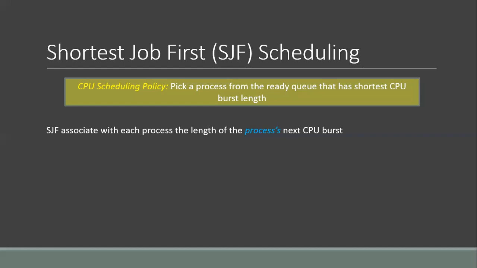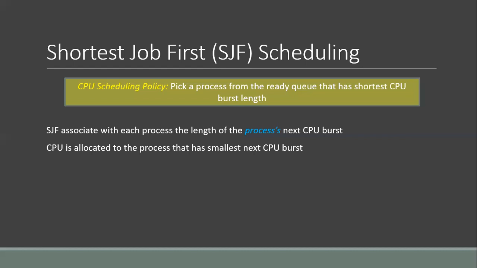So what SJF does, while a process will be running in a particular CPU burst cycle, SJF will associate the length of the next CPU burst cycle with the process. And CPU is allocated to the process that has smallest next CPU burst. Because in ready queue, there might be more than one process, and each process will have associated next CPU burst length.